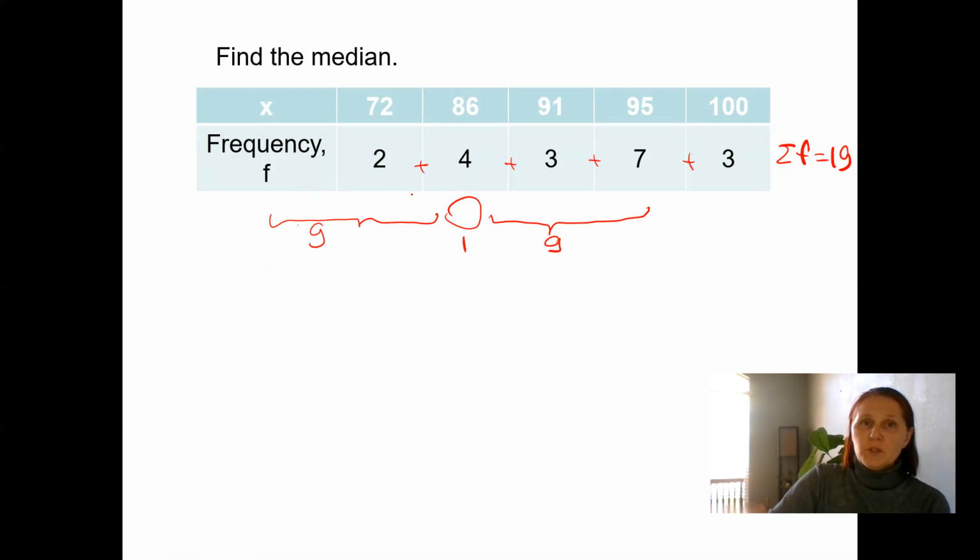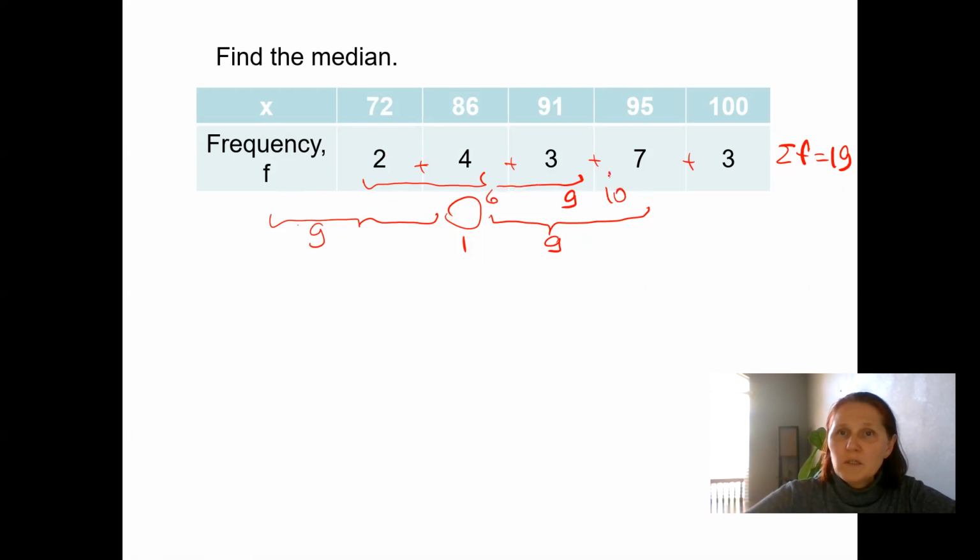So it is important to write these values in the correct order. We can find the 10th value using the frequencies. So we have 2 plus 4, 6 values, plus 3, 9 values. So the 10th value will be in this cell of the table. It will be 95.